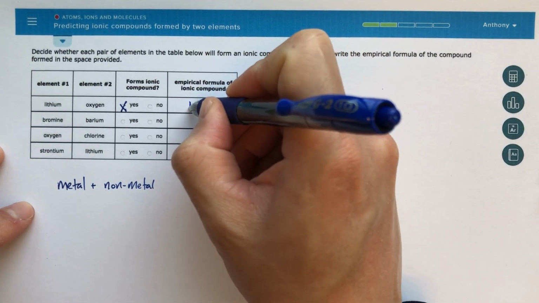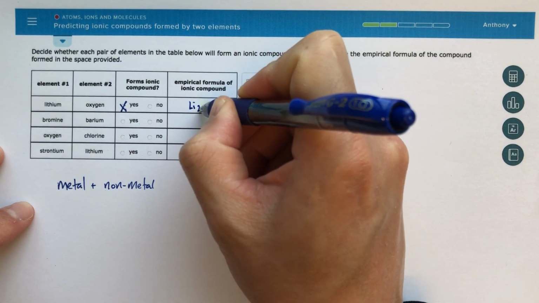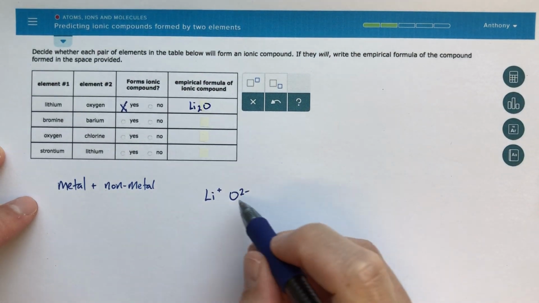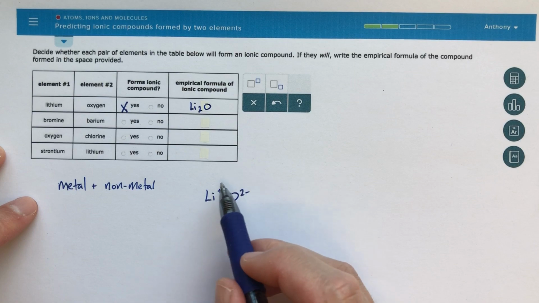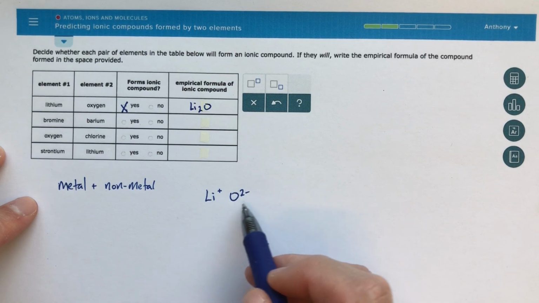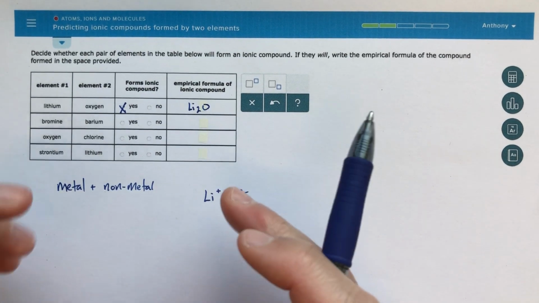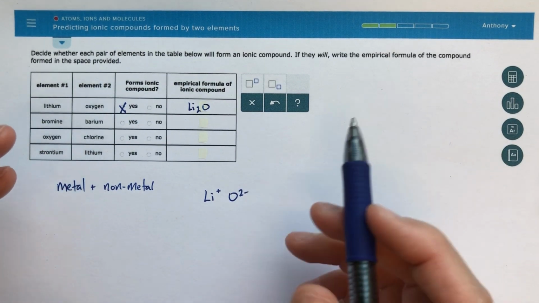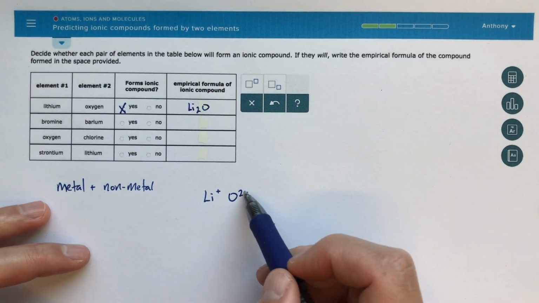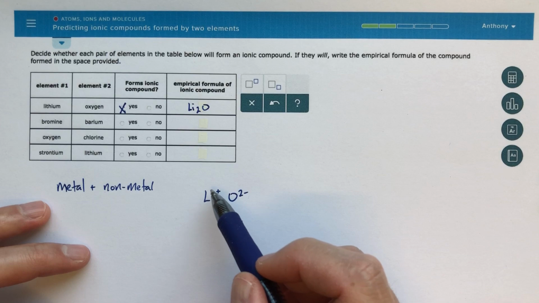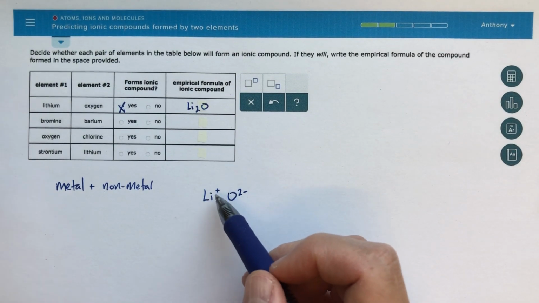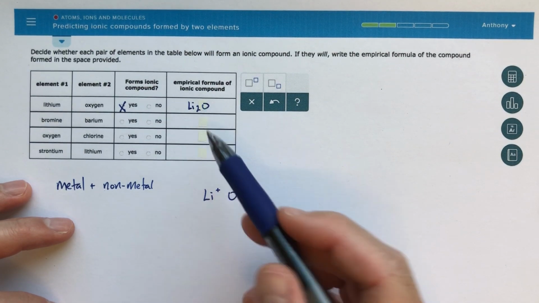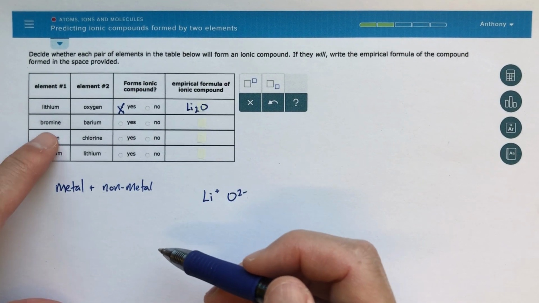So then our empirical formula is going to be Li2O. The thing about the empirical formula is basically you want to try to neutralize or balance out the charges here. Our empirical formula should have an overall neutral charge. So to do that, for every one of these oxygens, I need 2 of my lithiums, right? So this just adds up. How do you get to a 2+ charge? Well, you need 2 of these. And then that's our empirical formula. So let's keep working through these.